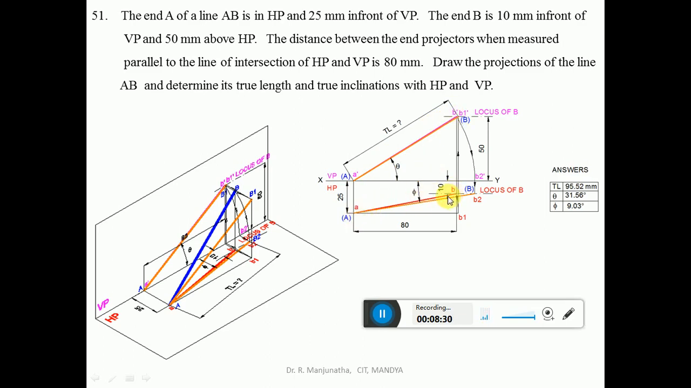So A dash B dash will be the front view, because the top view of that line AB is inclined. AB will be the top view, because the front view of that line is inclined. Now we need to find the true length.